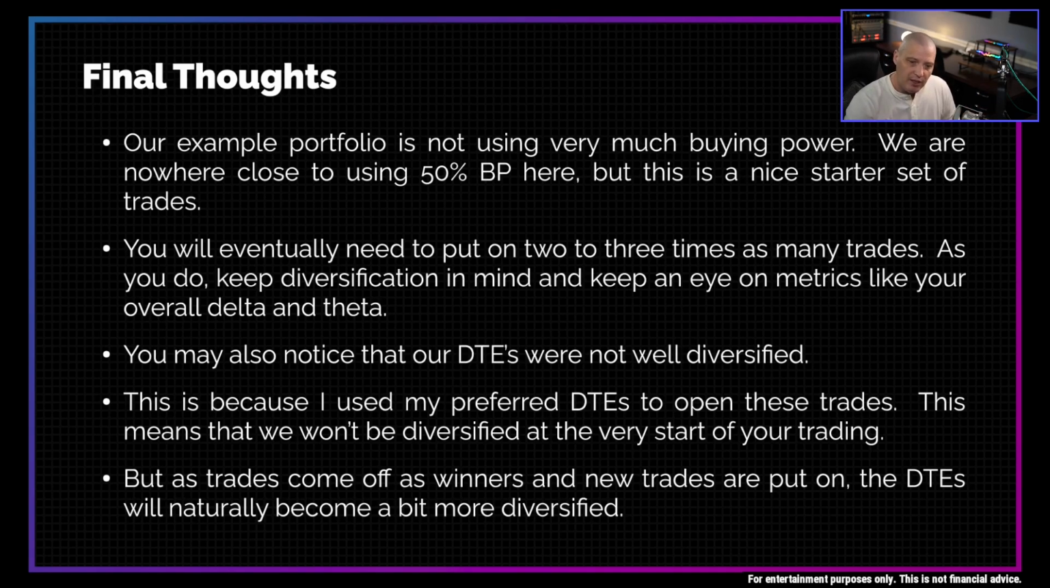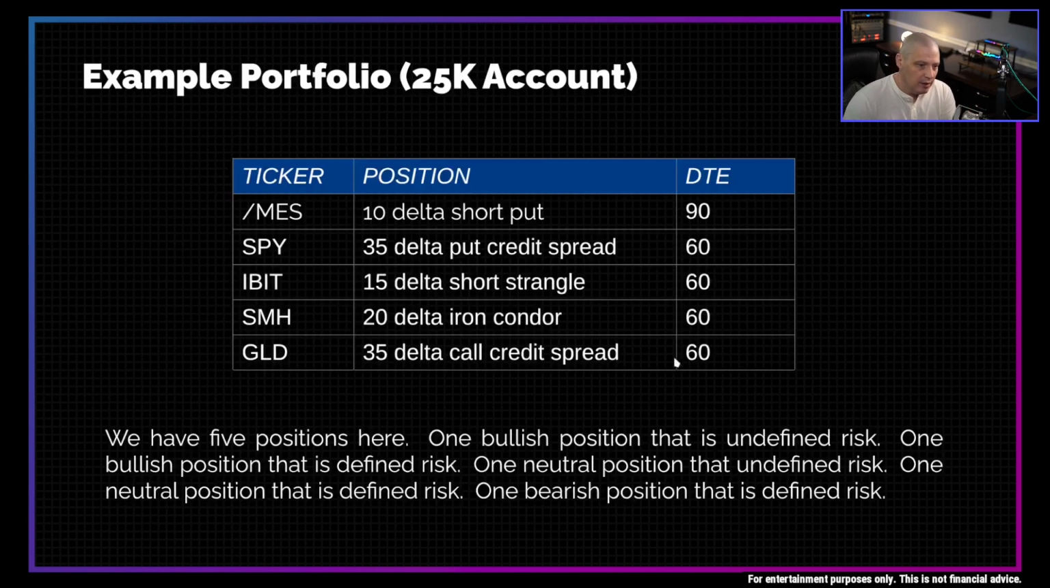Now, one other thing to note is that in my example trade, you'll notice that my DTEs were not well diversified, even though I said you should diversify your expirations. If I go back, you'll see a lot of 60s and the 190, right? So not a lot of variation in the DTEs. And this is because we're just starting this, and these are typically my starting DTEs for a trade.